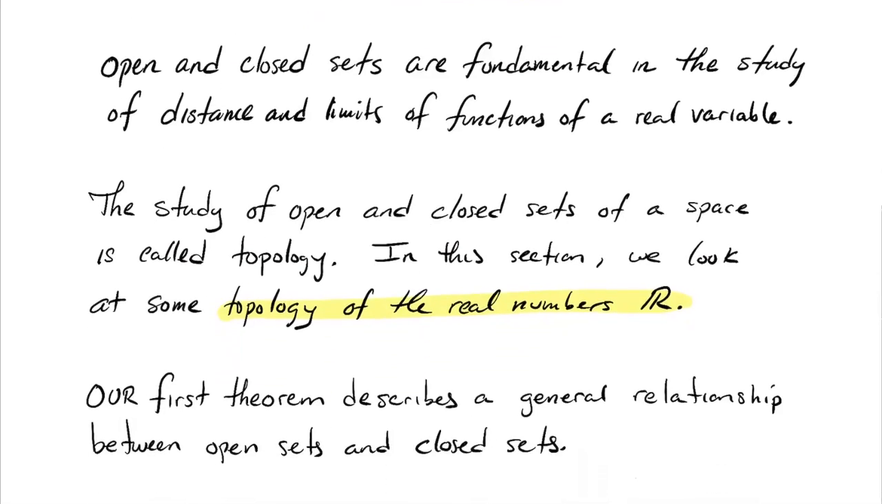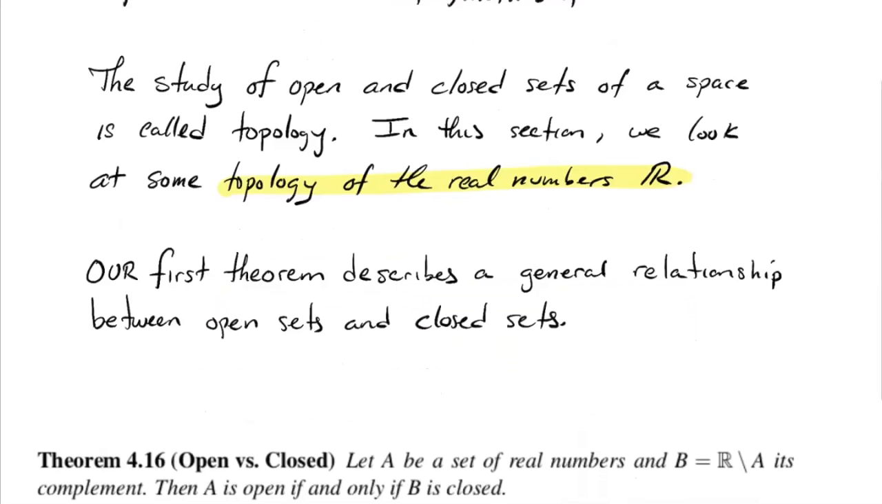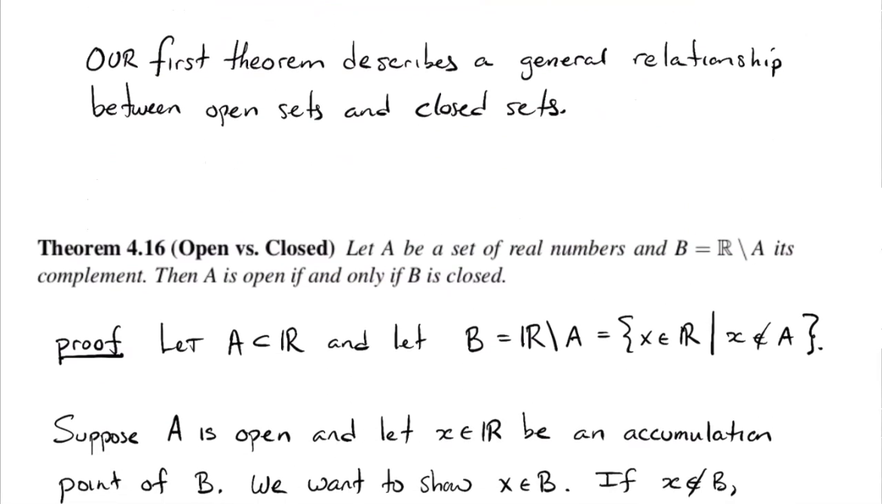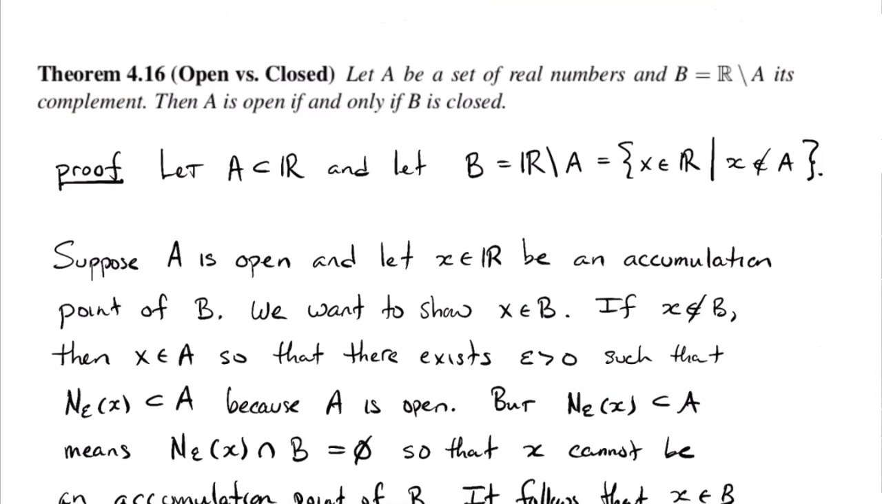Okay. So our first theorem is going to describe a general relationship that exists between open and closed sets. I'll just scroll up here and let you check it out. So what does it say? If you take a subset of the real numbers called A, so A is any subset of the real numbers, and then B is its complement. So the author is using that notation. I've defined it in the proof. I'll just talk about it right now.